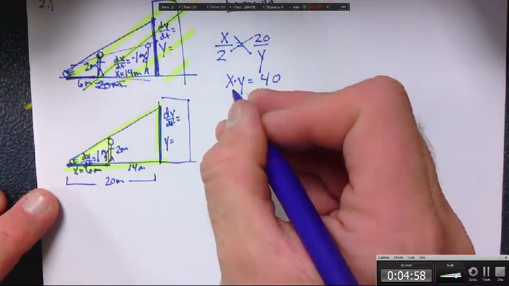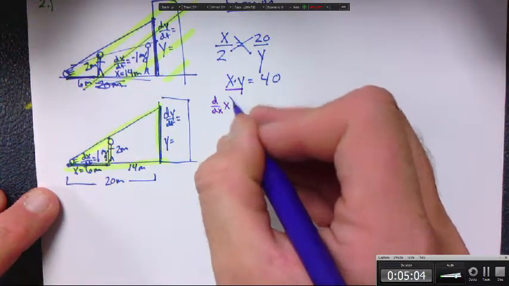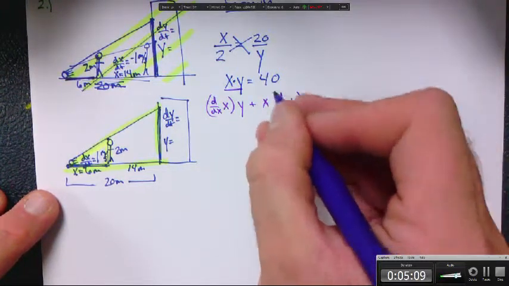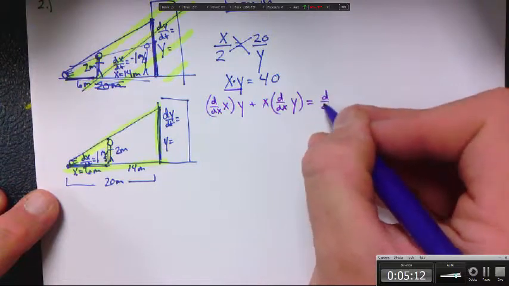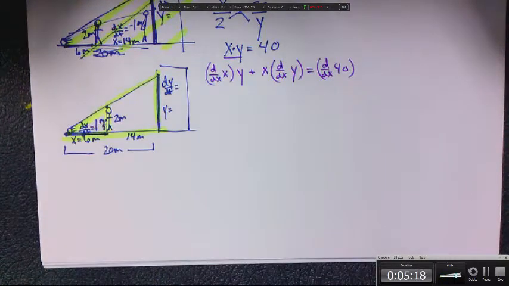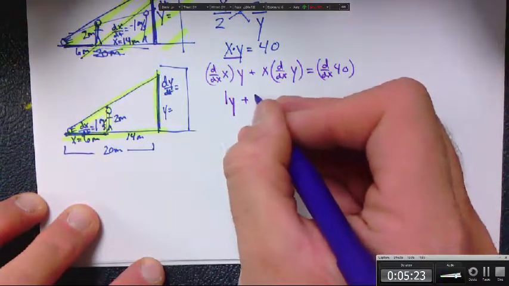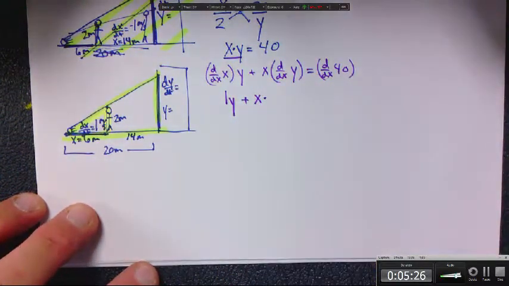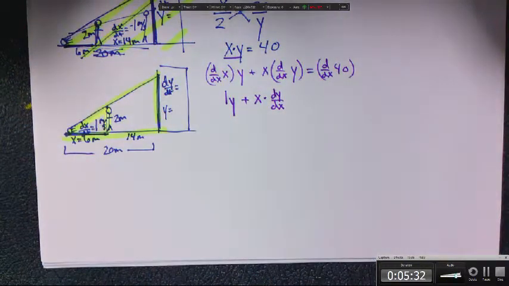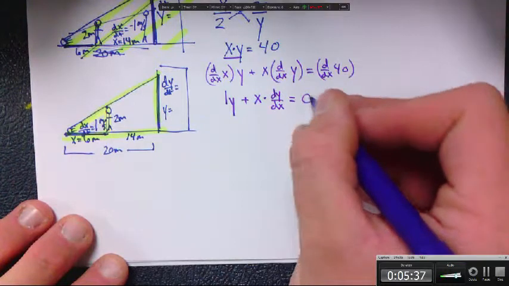Implicitly differentiating, we have to use the product rule. Product rule says you take the derivative of the first times the second plus the first times the derivative of the second. And then equals the derivative of 40. The derivative of x is what? 1. So we just get 1y plus x times the derivative of y in terms of x, which is just 1 dy/dx, equals the derivative of 40, which is 0.